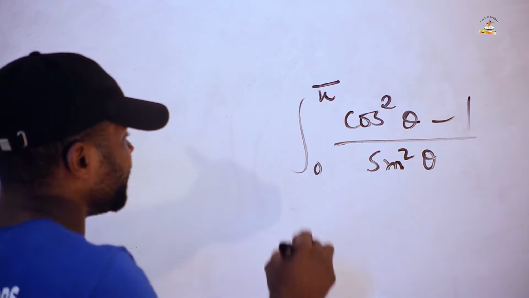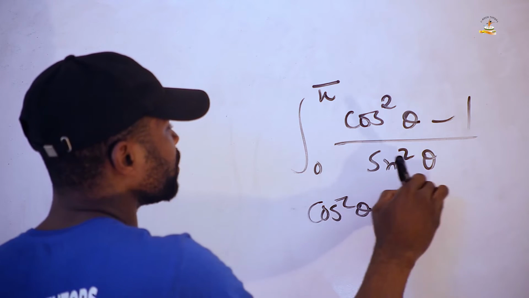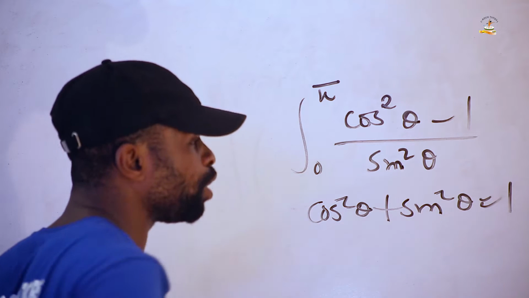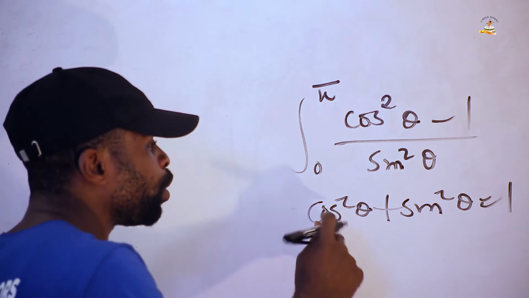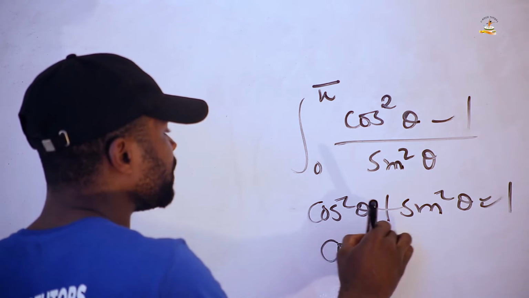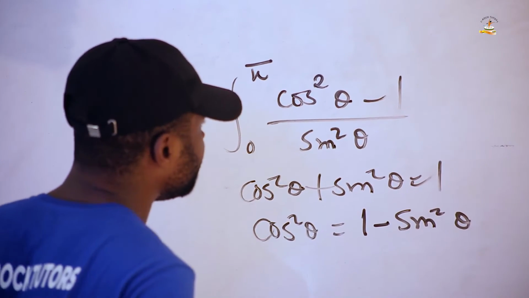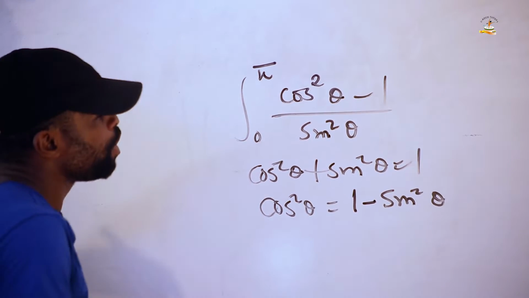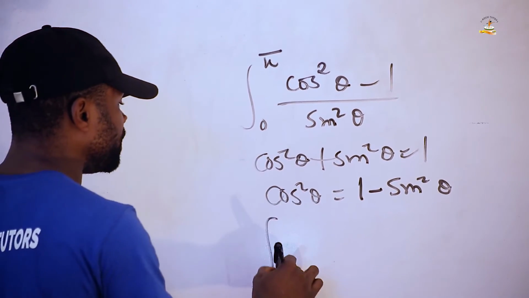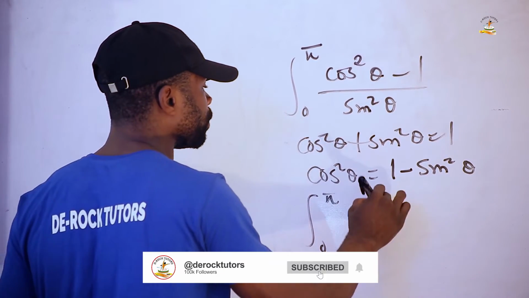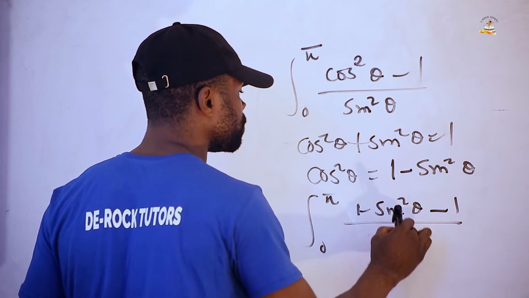According to the identity, you should know that cos square theta plus sine square theta is equal to 1, because this is the most popular identity under trigonometry. We make cos square theta the subject of the formula. It becomes cos square theta equal to 1 minus sine square theta. Therefore, anywhere I see cos square theta in the integrand, I substitute 1 minus sine square theta for it. It's now going to be the integral from 0 to pi of (1 minus sine square theta minus 1) over sine square theta.